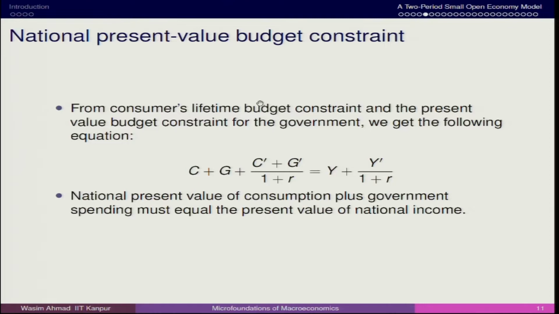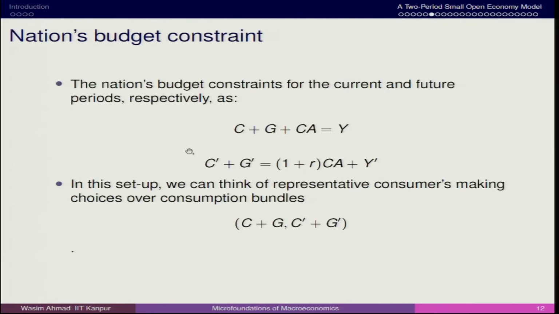We derive these two from the consumer and the government, and since we are dealing with a lump sum tax, here you have G is equal to T. Because of that we have been able to derive C plus G plus (C' plus G') upon 1 plus r is equal to Y plus Y' upon 1 plus r. Here we say that the present value of national consumption plus government spending must equal the present value of national income. So, this is what we try to achieve.